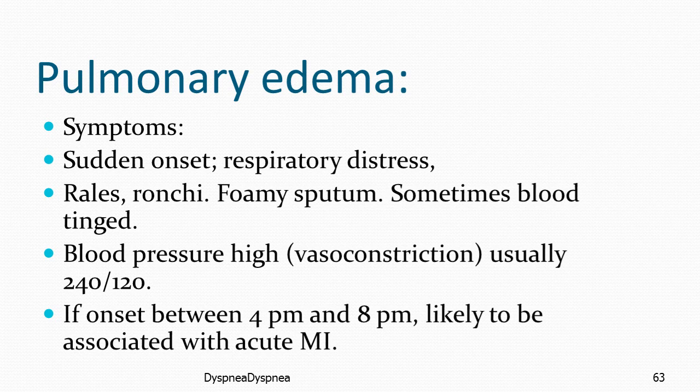Symptoms include sudden onset of respiratory distress, rales, rhonchi, foamy sputum, sometimes blood stains, high blood pressure, and vasoconstriction. If the onset is between 4 p.m. and 8 p.m., it is likely associated with acute MI.